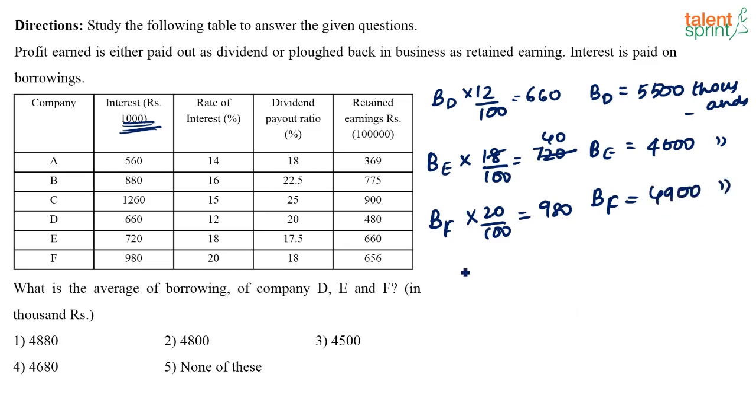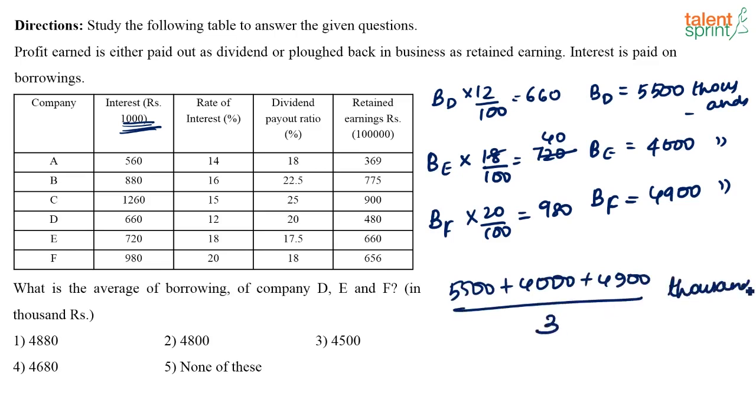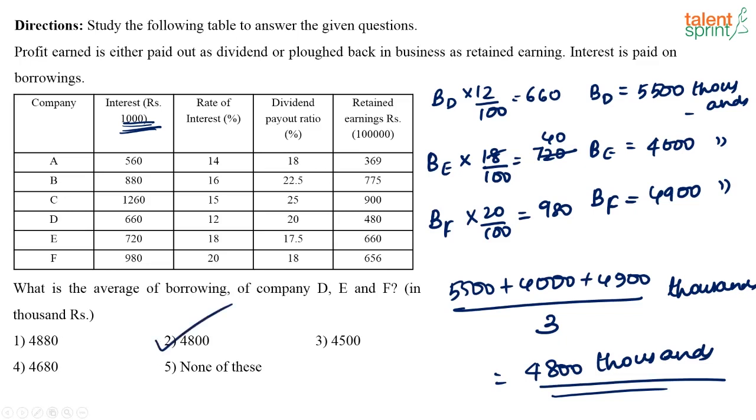Now what is the average that you are looking for? 5,500 plus 4,000 plus 4,900 divided by 3, so many thousands. So what is the answer that you get? 4,800 thousands. This will be 144 divided by 3, that is 48. 4,800 thousands. The answer is option 2. I hope it is clear.